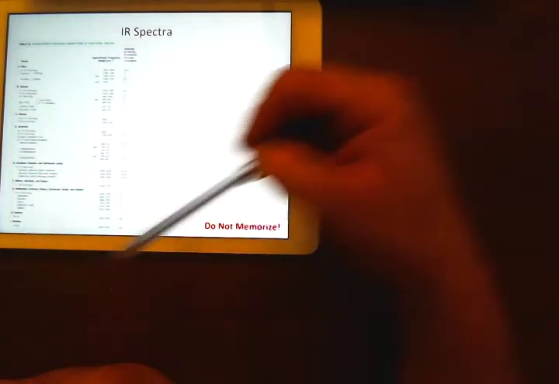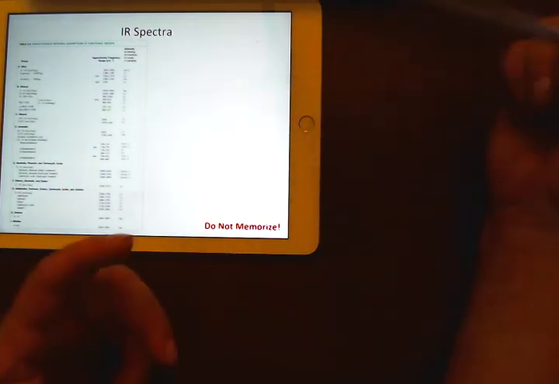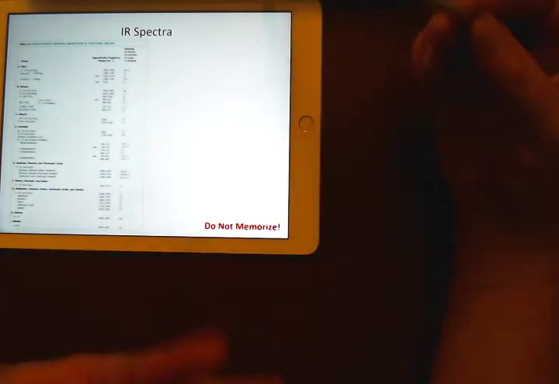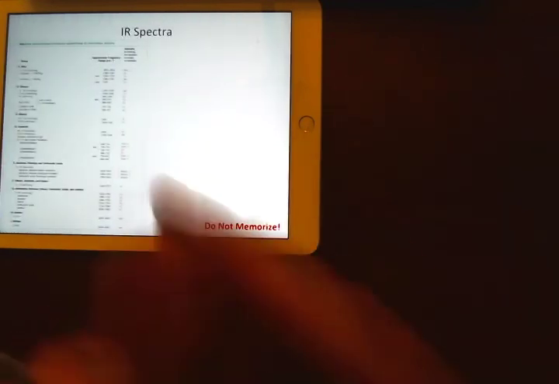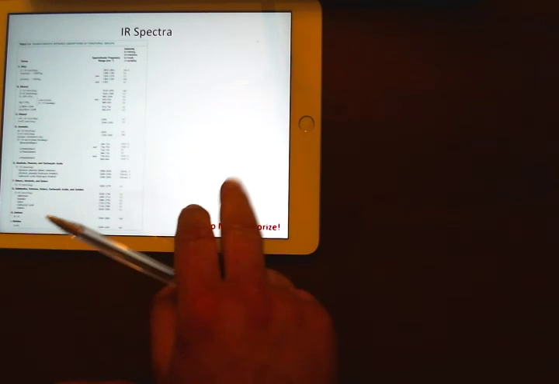Okay, there is this IR spectra chart. You do not need to memorize it for my tests. Now, you will for the MCAT, for the ACS final, you'll need to know those. But, and we'll get to this in a second, there's a trick to know these.